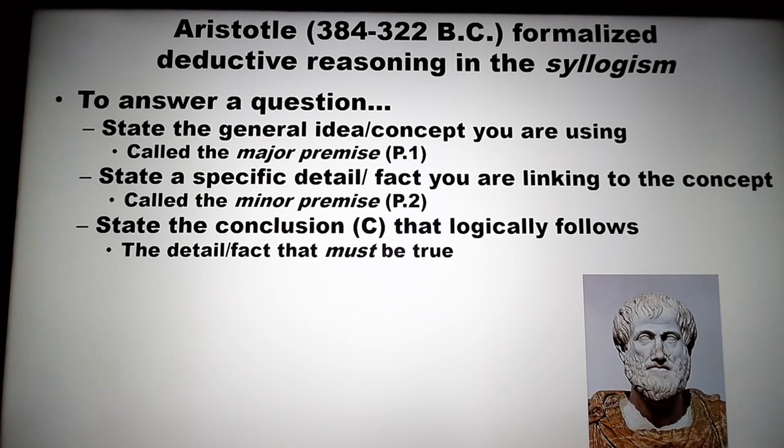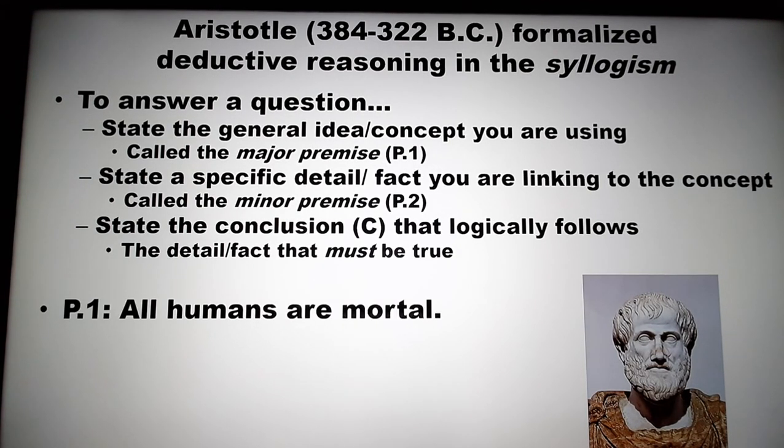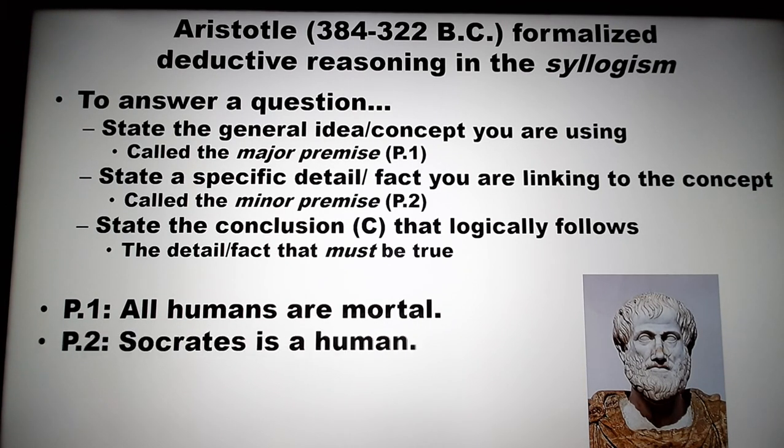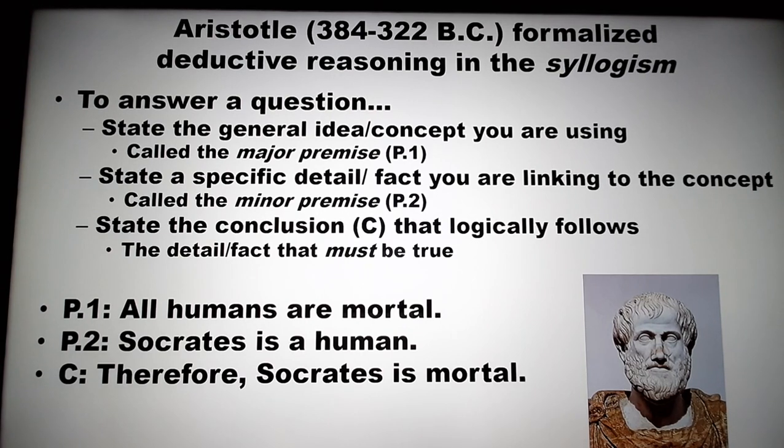So let me give you an example that Aristotle actually used. Here's a major premise. It's a concept because it's true about a broad part of reality. All humans are mortal. They die. The minor premise, the specific detail, is that Socrates, one particular fellow, is a human. The conclusion, therefore, follows that Socrates is mortal.